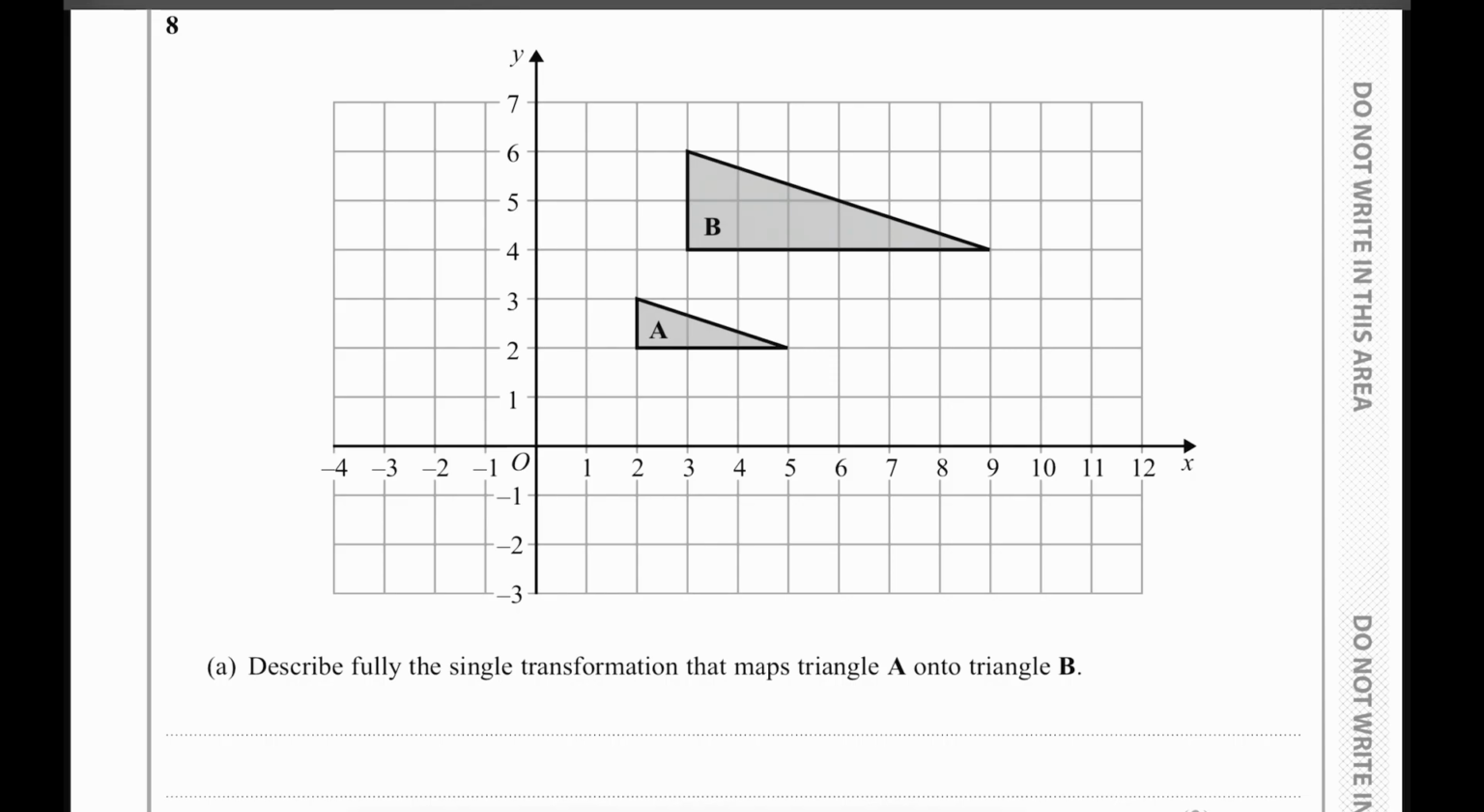Next up, we have got to describe fully the single transformation that maps triangle A onto triangle B. When you get these described fully questions, your goal is to determine what type of transformation has happened. So if I take a quick sketch of my triangle, that's a little bit rough, but it'll do, and we place the object and the image on top of each other, so triangle A and triangle B, we can see that the image hasn't been rotated or reflected in any way. They're basically on top of each other. Just B is a lot bigger than the original. So already we know that it has been an enlargement.